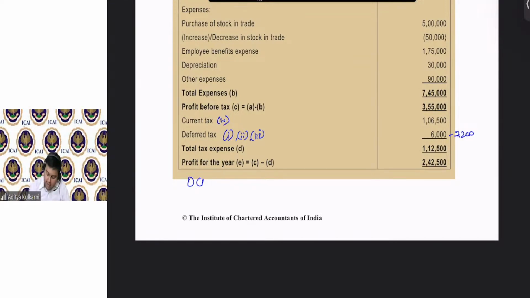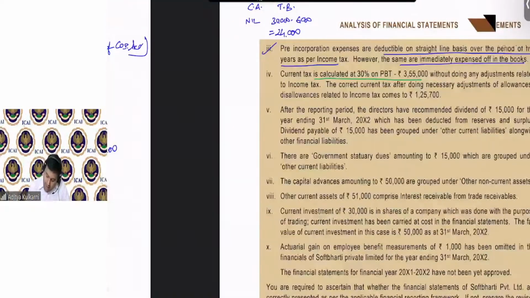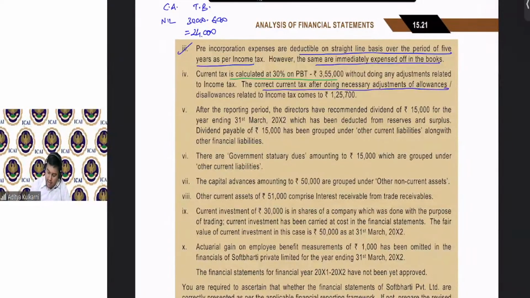Now, is this correct? Let us read the adjustment. The correct current tax after doing necessary adjustment of allowances related to income tax comes to 1,25,700. My question to you is, what should be the current tax expense? Should it be 1,06,500 or should it be 1,25,700? What should it be? Remember the day when we studied Ind AS 12.